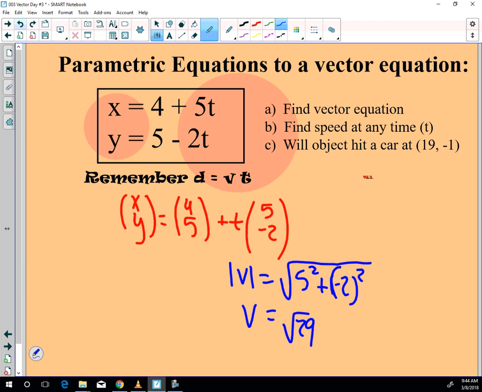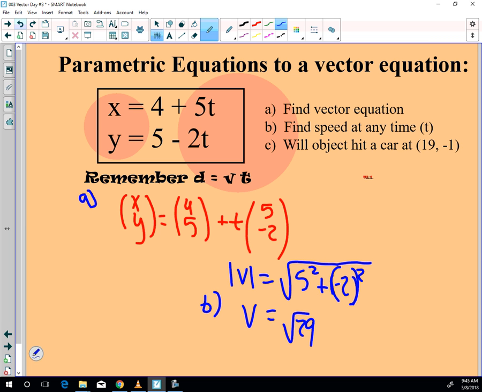Oh, I'm sorry. This is a parenthesis here. Is that okay? All right. So we got the vector equation. This is part A. We got the speed, part B. Now, will the object hit the car or not?